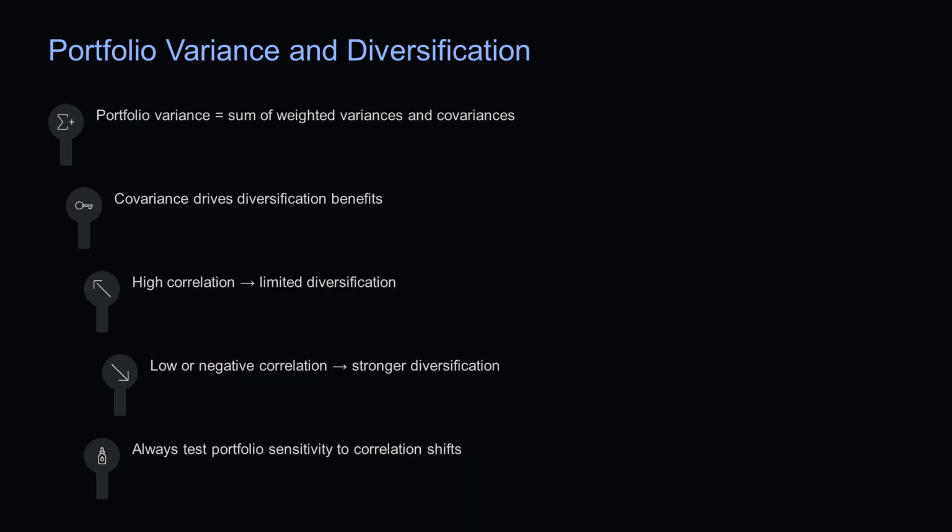Section 5. Variance of a portfolio or weighted sum. Now we connect this to the real world of portfolios. If you have two risk factors, x1 and x2, the variance of their sum equals the variance of x1 plus the variance of x2 plus twice their covariance. That third term, the covariance, determines how diversification actually works. If the two assets are highly correlated, their covariance is positive, and diversification benefits are minimal. If they're negatively correlated, the covariance is negative, and diversification reduces portfolio risk.